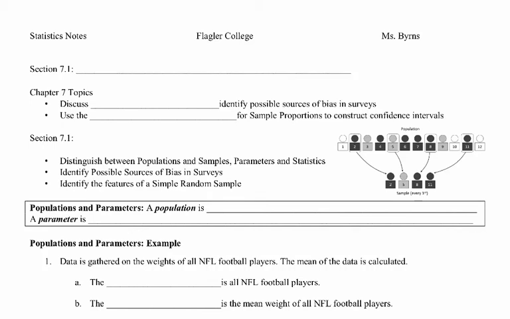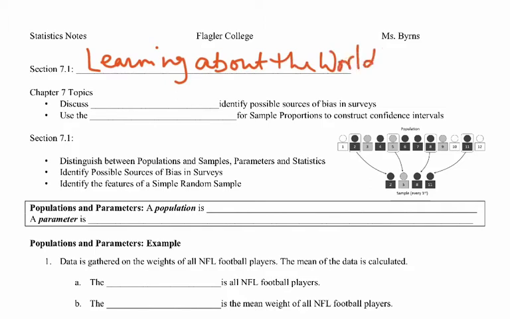So we're going to start our final unit in this course with Chapter 7. And in Chapter 7, we're going to look into doing some inferential statistics where we work with a sample and do measurements on that sample so that we can make some kind of inference about a population. So the first section is titled Learning about the World through Surveys. So we're going to talk about surveys and what makes a good survey and characteristics of a good survey.